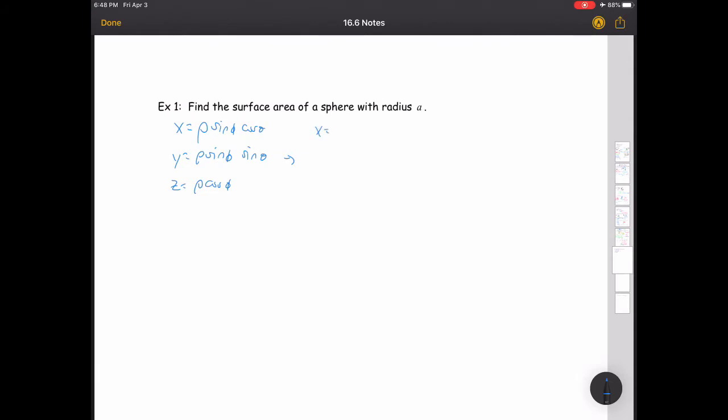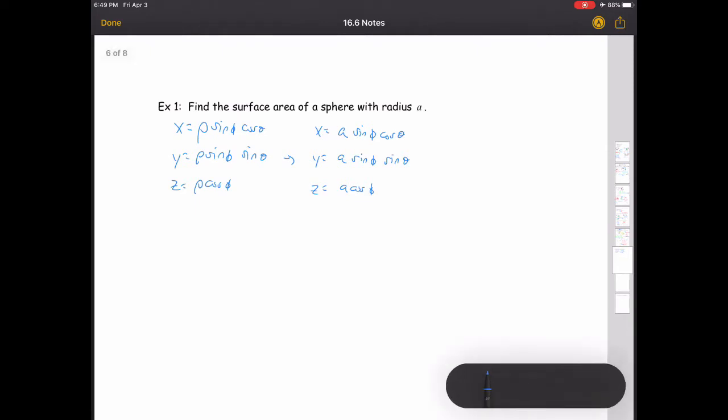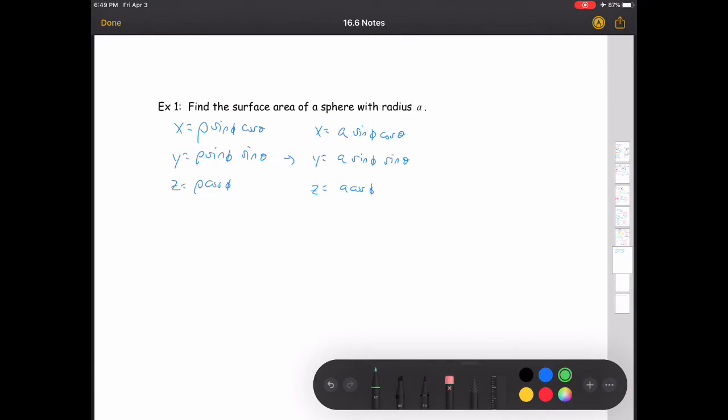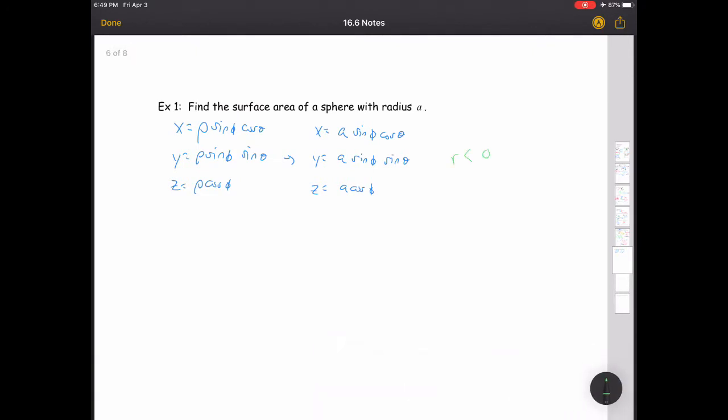So x is going to equal a sine phi cosine theta. Y is going to equal a sine phi sine theta. And z is going to equal a cosine phi. So what we've done is we've taken something that had rho, phi, and theta, and we have now reduced it to r of just phi and theta, because a is basically a constant here.